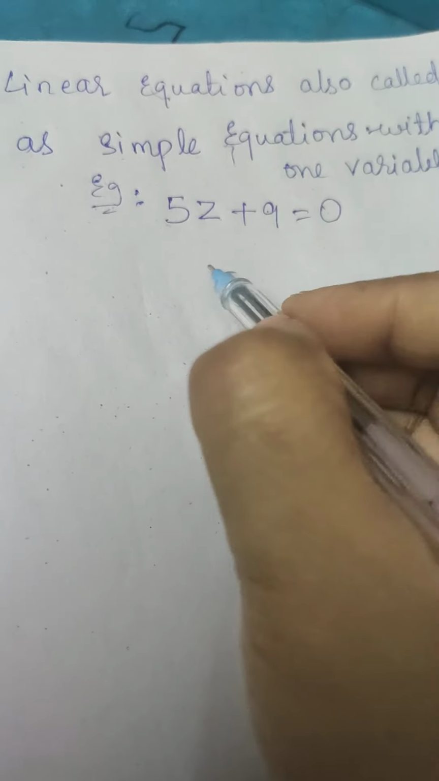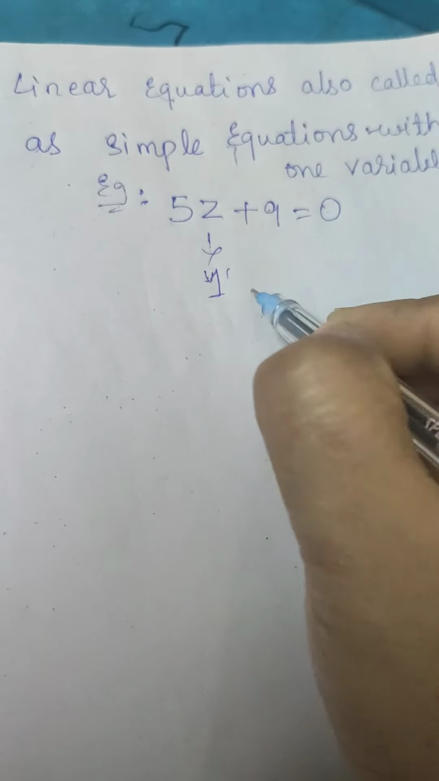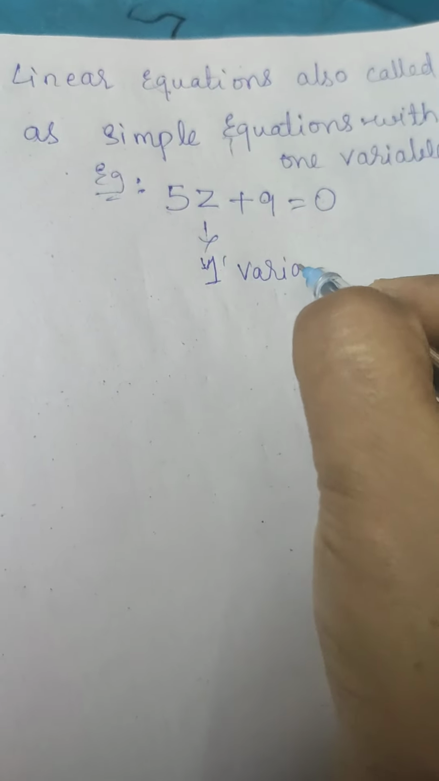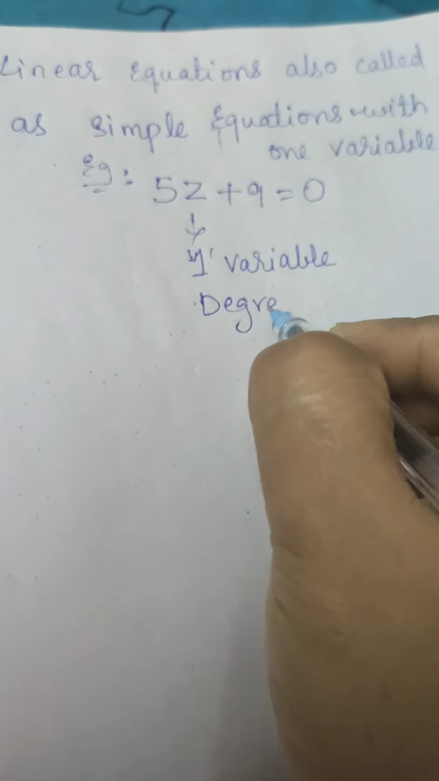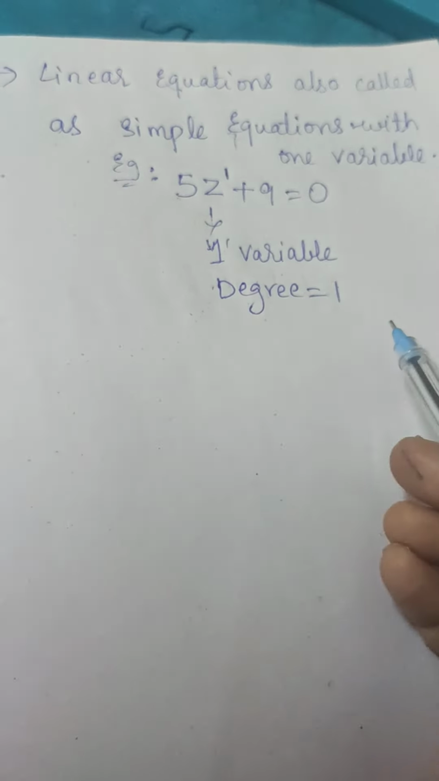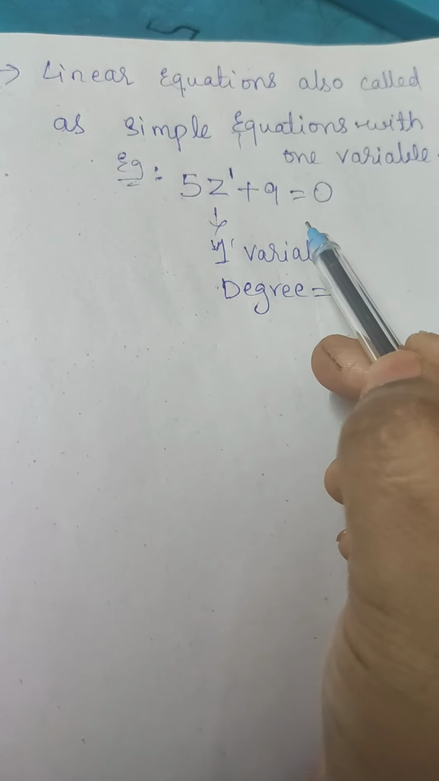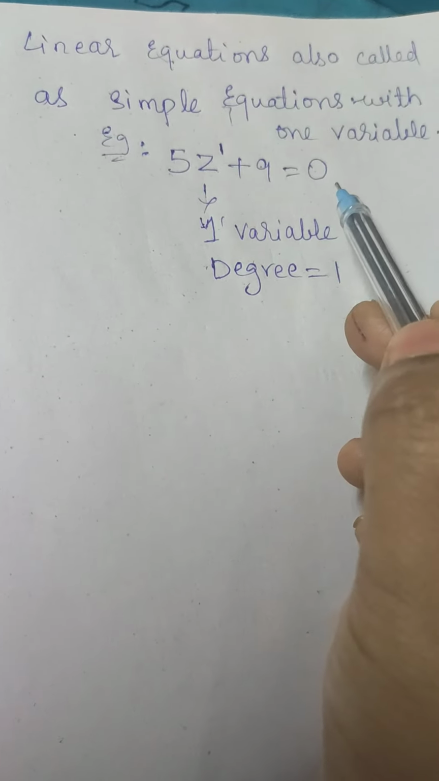5z plus 9 is equal to 0. Okay, here also only one variable and degree is also equal to 1. So this is the example for a simple equation or linear equation with one variable.